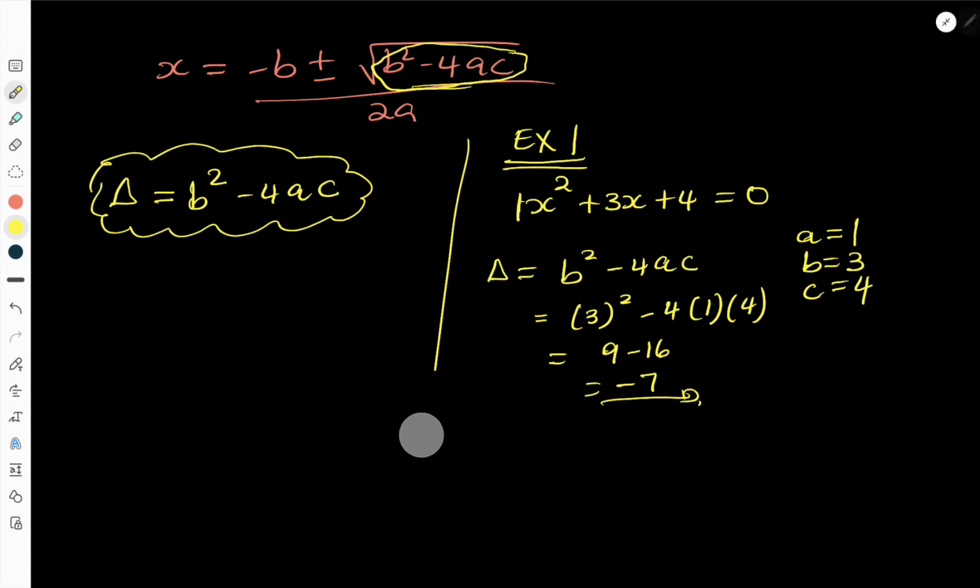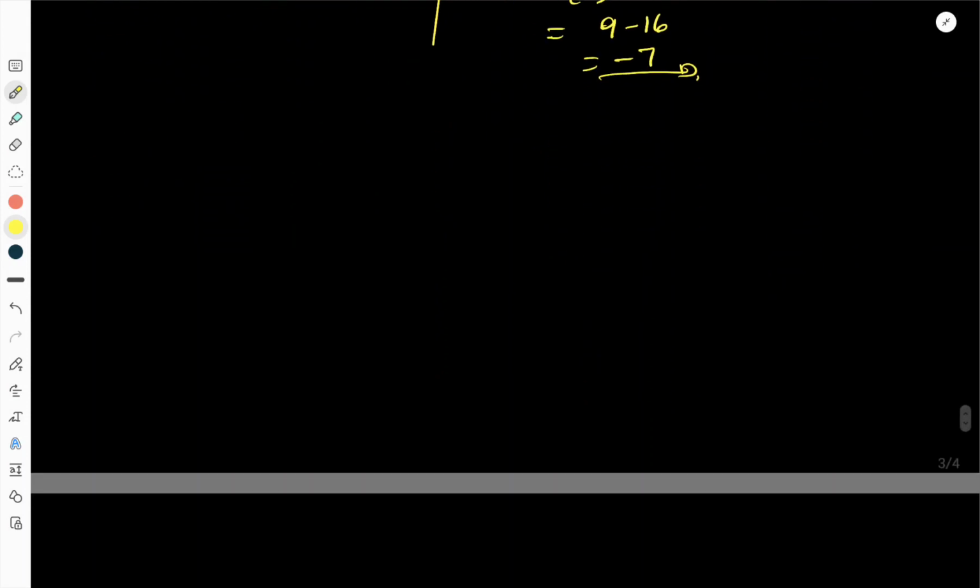You have to know how to describe and discuss the nature of roots. Now the important thing, you need to learn this table that I'm going to give you. I'll go back to that example later on. You have to look at this. You have delta here, remember. Under delta you can say delta less than 0 and also delta bigger than 0.